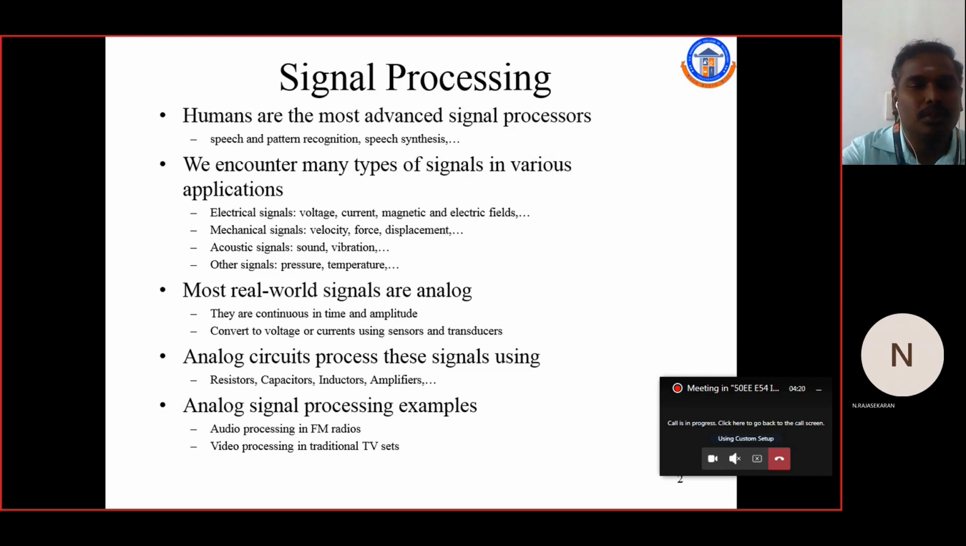An analog circuit processes these signals using resistors, capacitors, inductors and amplifiers. These are the very basic parameters used to convert the signal from one state to another. Analog signal processing examples are audio processing in FM radios and video processing in traditional TV sets. These are the types of analog signals available today.